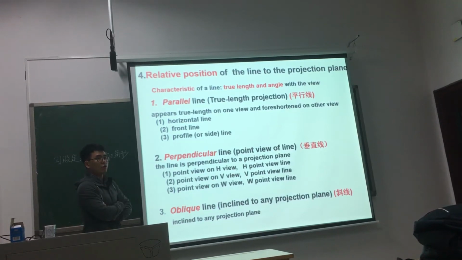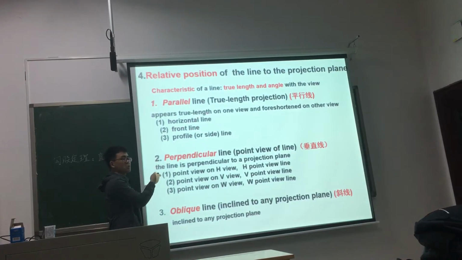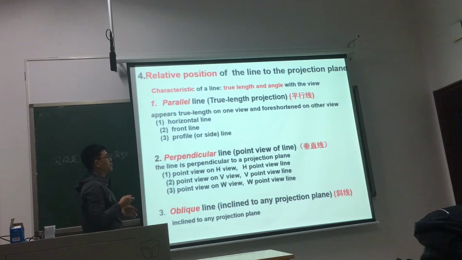How many kinds of parallel line? Three. Each is parallel to one vertical plane. So we call this the horizontal line, and the front line, and the profile line, this one. Okay, great. You are so clever.